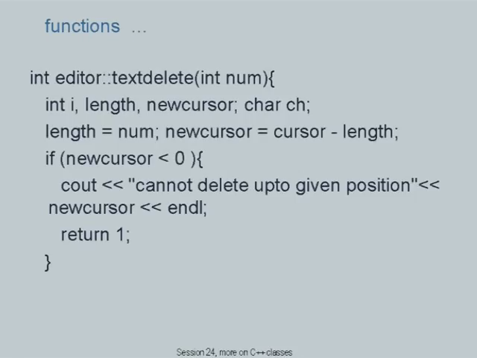Here is a text delete. This is very simple. I have the number to be deleted. I now set length equal to number. Again, a stupid part of code, because I could have used num itself directly. I am assuming that I have written this code earlier in terms of length. Rather than changing my code, I am simply saying length equal to num.